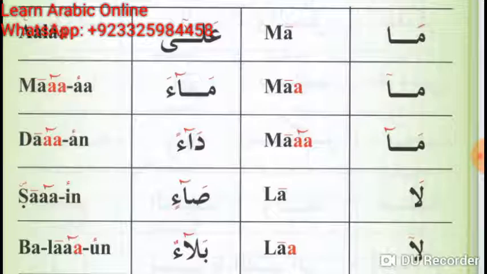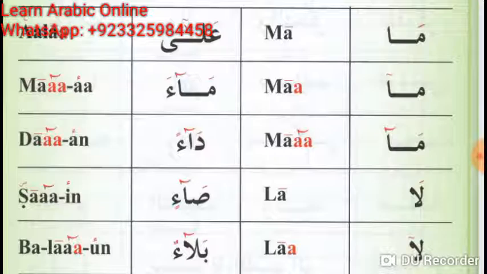Okay, so the first one you say regular. So mim alif fata, ma. Yes, ma two times. Isn't that the second one? No, the second one is three times and the third one is four times.